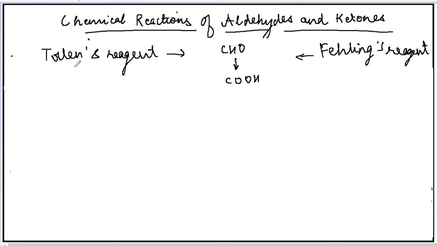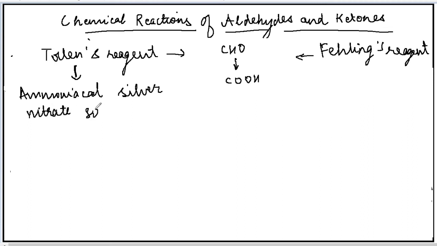Now what is meant by Tollens reagent? Tollens reagent is the reagent which is ammoniacal silver nitrate solution. This is your ammoniacal silver nitrate solution. Now what happens when Tollens reagent is used as an oxidizing agent? Tollens reagent is your ammoniacal silver nitrate solution. Ammoniacal silver nitrate solution is Tollens reagent.